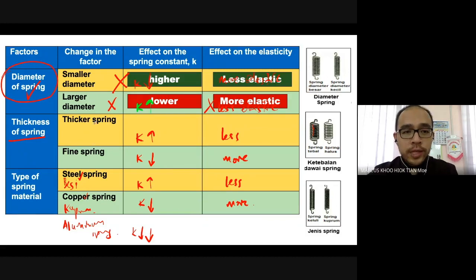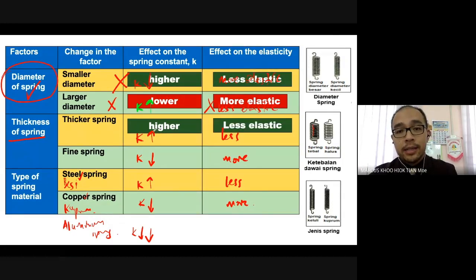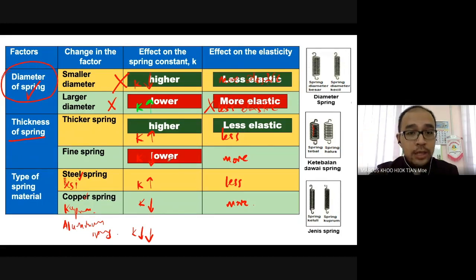Secondly, you say the thicker spring has a bigger K, manakala the fine spring has a smaller K. Bigger K means dia lebih keras, smaller K means dia kurang keras. So, correct. The thicker spring has a higher spring constant. Ini biasalah. Manakala dia less elastic. Ini normal. Fine spring yang halus ini, dia adalah lebih lembut, so the K will be lower. And then because the K is lower, it is more elastic.